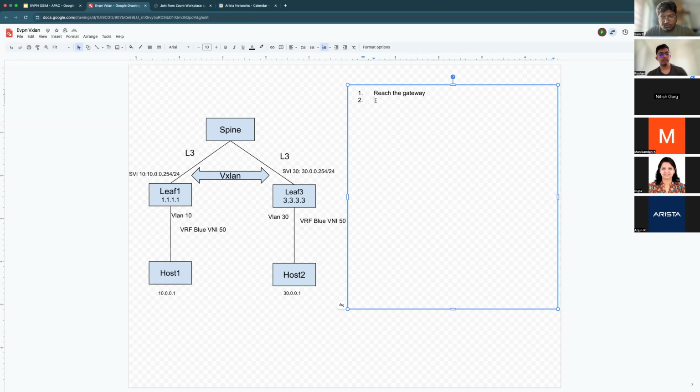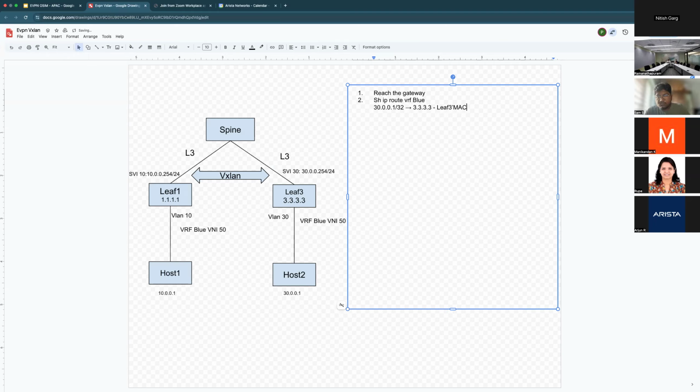So now on leaf 1, it performs a route lookup. Show IP route VRF blue. So how does it look? The route would be something like 30.0.0.1/32, and it's present behind VTEP 3.3.3.3, and that would be leaf 3's MAC address. And there would be one more important field, which is important for our discussion. So what would that be?